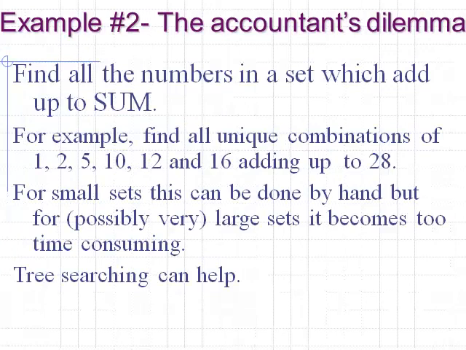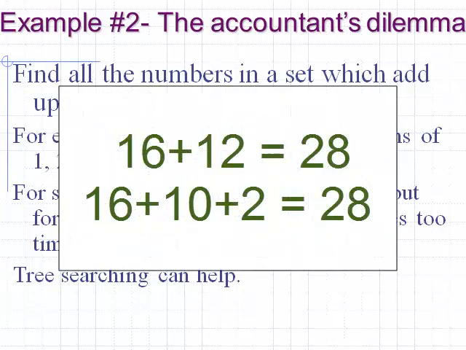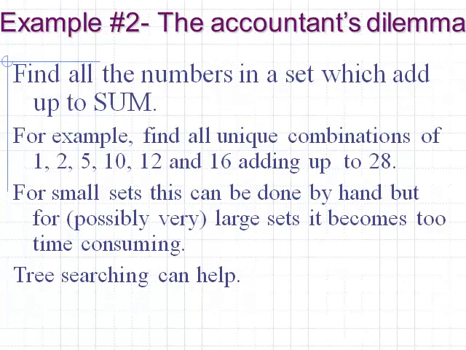In this second example, we're trying to find all the numbers in a set which add up to a specific sum. For example, find all the unique combinations of 1, 2, 5, 10, 12, and 16 that add up to 28. Now, what we need to do is generate all the possibilities, just like we did for the combination, except that in this case, it's not going to be always the same. For example, 16 and 12 is a possible combination for 28, but so is 16, 10, and 2, and they're different lengths. So how do we go about this?